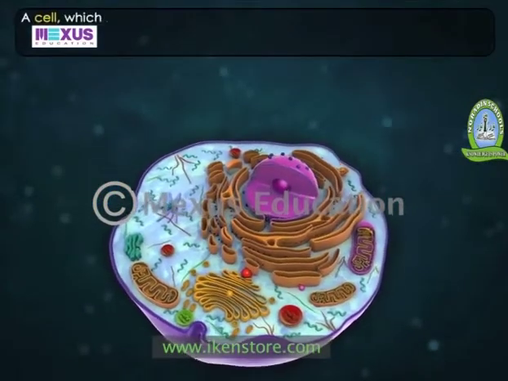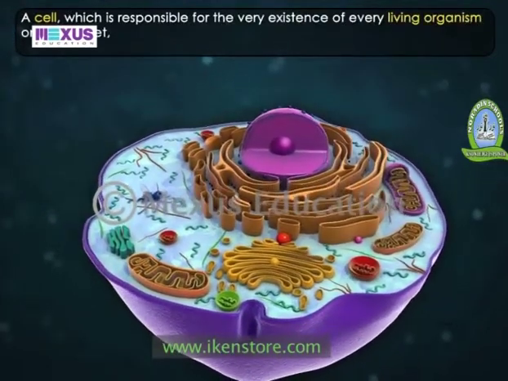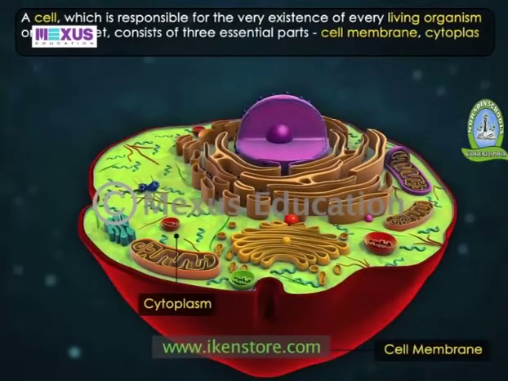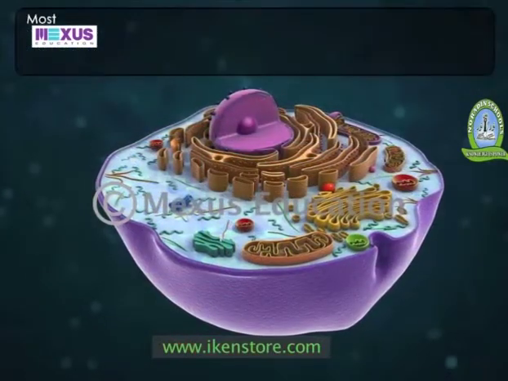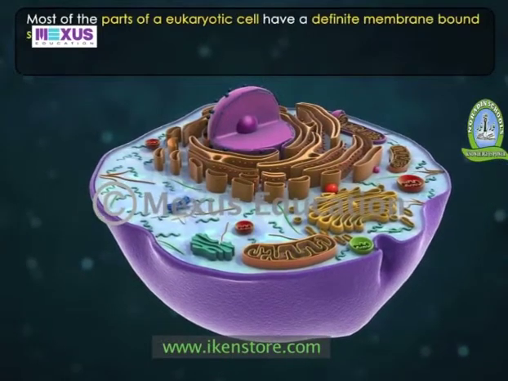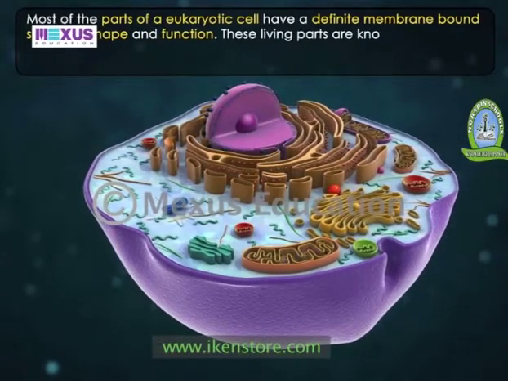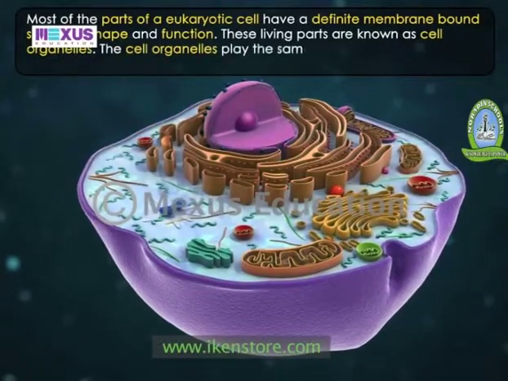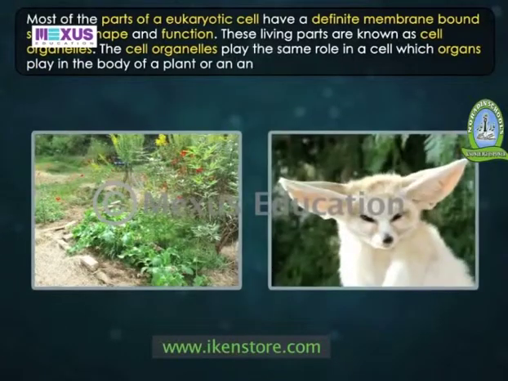A cell, which is responsible for the very existence of every living organism on this planet, consists of three essential parts: cell membrane, cytoplasm, and nucleus. Most of the parts of a eukaryotic cell have a definite membrane-bound structure, shape, and function. These living parts are known as cell organelles. The cell organelles play the same role in a cell which organs play in the body of a plant or an animal.